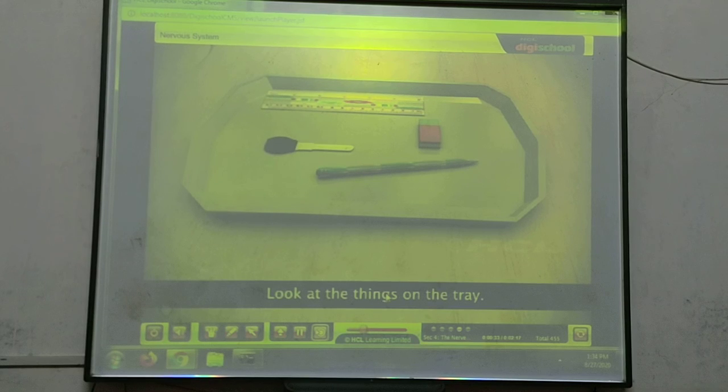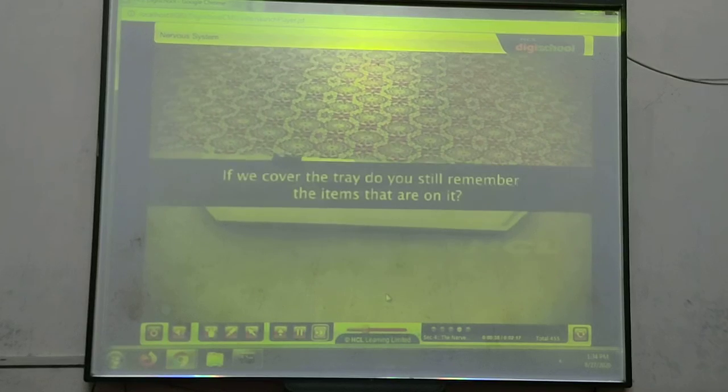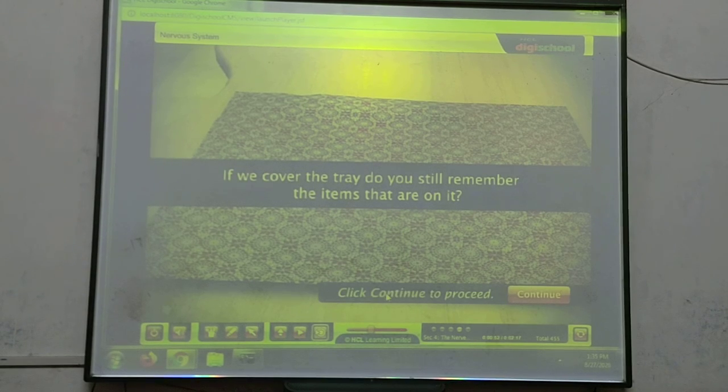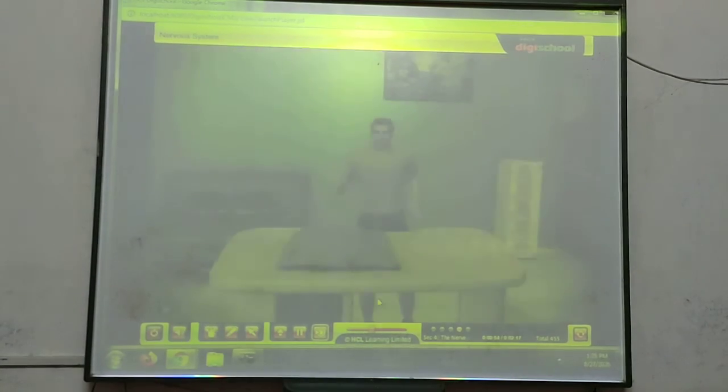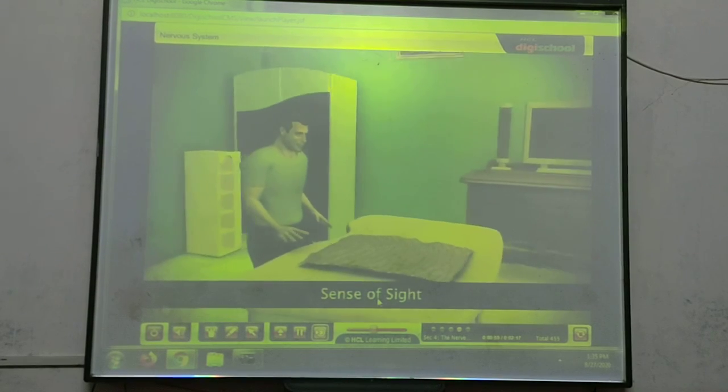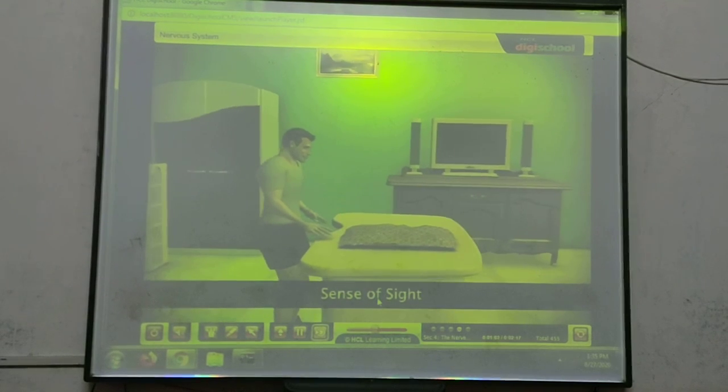Look at the things on the tray. If we cover the tray, do you still remember the items on it? Which of the 5 senses did you use to tell the brain about them? Your eyes sent information about what was on the tray to the brain to be remembered.